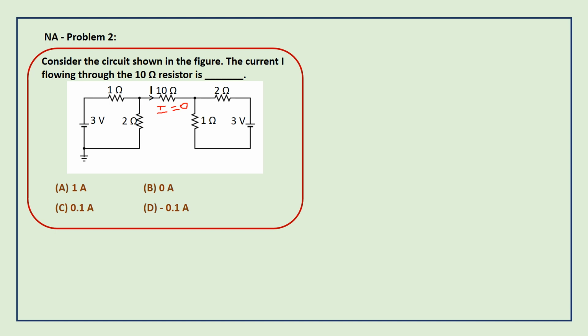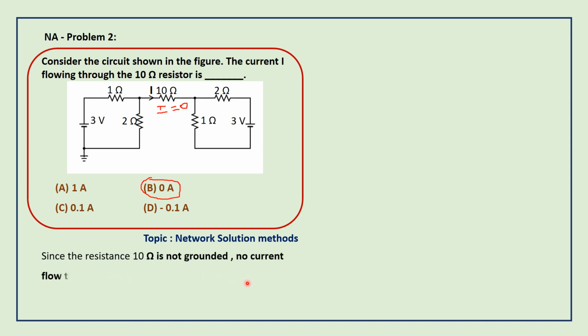Option B is the correct one. Since the resistance 10 ohms is not grounded, no current flows through the resistance, hence I equals 0. So option B is the correct one. Or we can use the source transformation method.